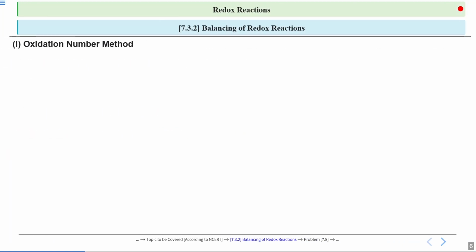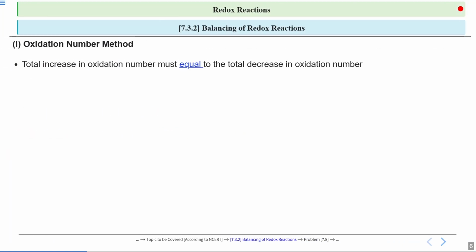So in the oxidation number method, the total increase in oxidation number must be equal to the decrease in the oxidation number. This is the general formula for the oxidation number method: the total increase in oxidation number must equal the total decrease in oxidation number taking place in a chemical redox reaction.